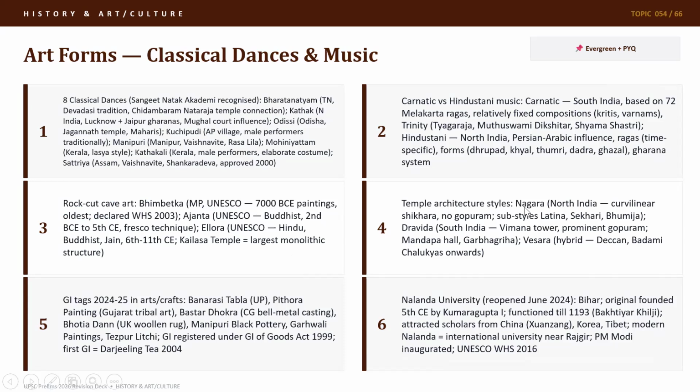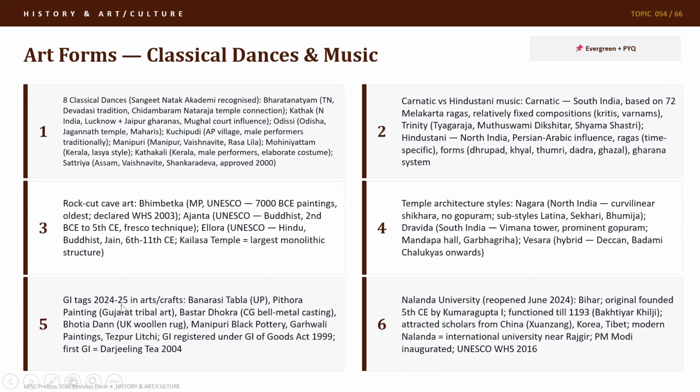Temple architecture styles. Nagara in North India: curvilinear Shikhara, no Gopuram, substyles Latina. We have seen the Vesara style in Hoysala temples. So the Nagara style of North India has Shikhara but no Gopuram, and substyles of Latina, Shekhari, Bhumija. Then in South India, we have the Dravida style, which has Vimana tower, prominent Gopuram, Mandapa hall, Garbhagriha. Vesara style is a hybrid of the Deccan, Badami Chalukyas onwards.